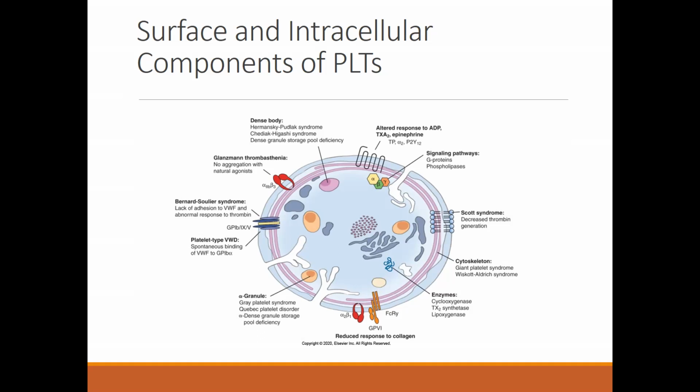There is a platelet type von Willebrand's disease in which there's spontaneous binding of von Willebrand's to glycoprotein 1b alpha. There is Bernard-Soulier syndrome, which is the lack of adhesion to von Willebrand's factor and abnormal response to thrombin as an agonist. There is Glanzmann's thrombasthenia, and in Glanzmann's thrombasthenia, what you see is there is no aggregation of the platelets with the natural agonist. So you'd have to add a little bit more to see some sort of response.